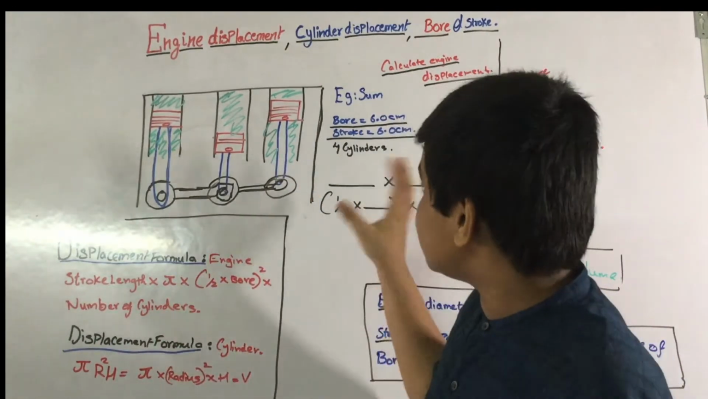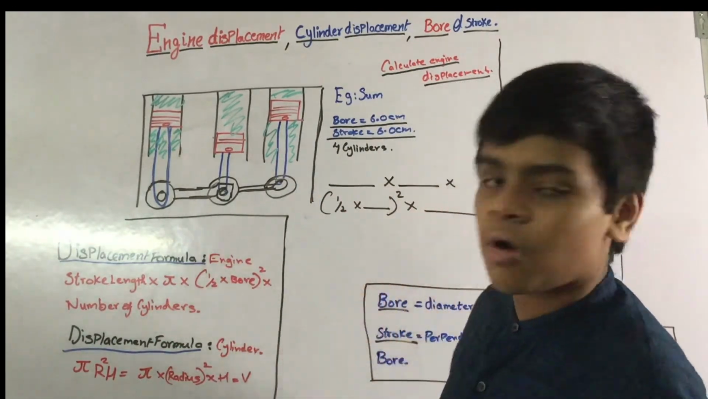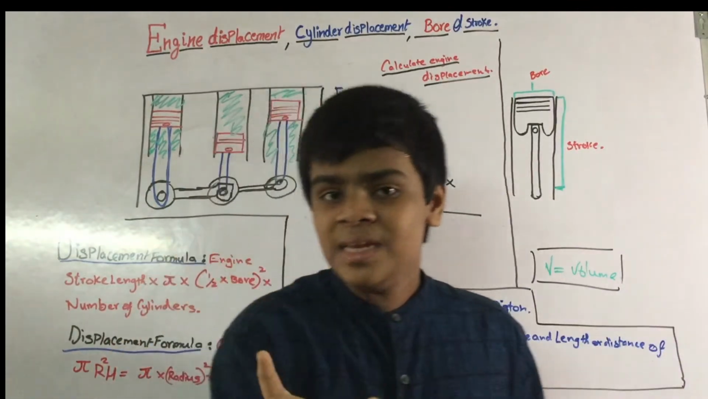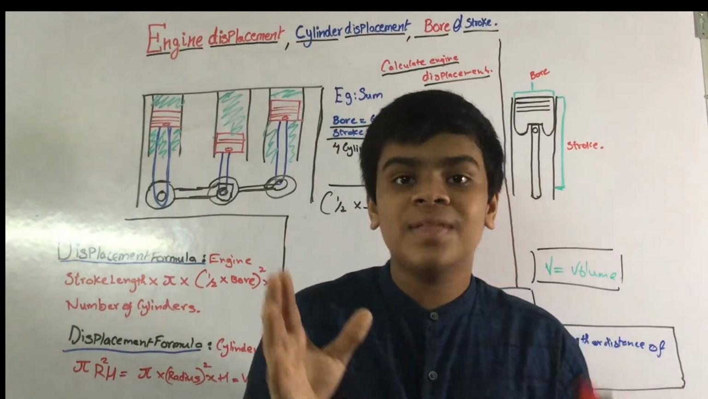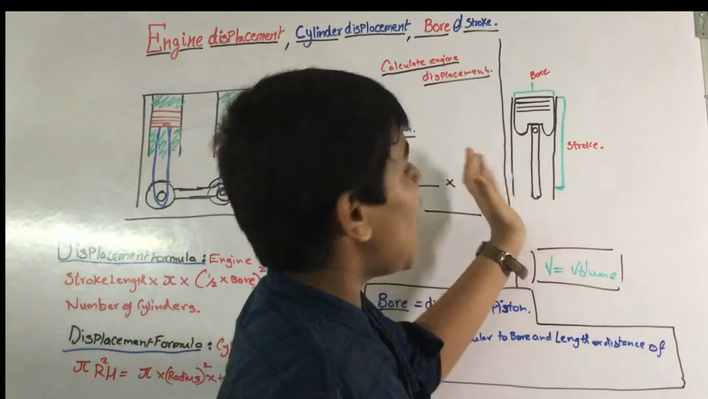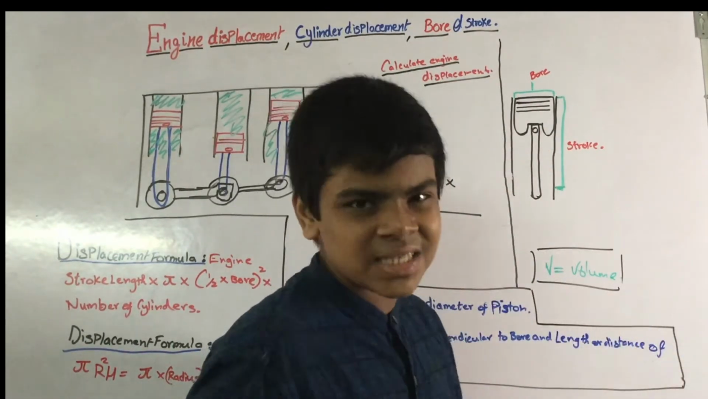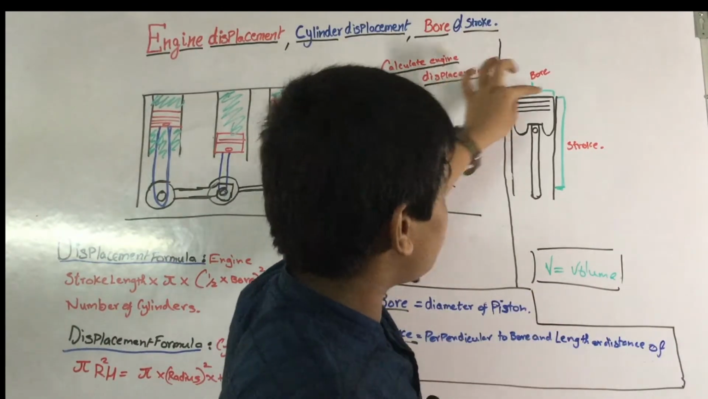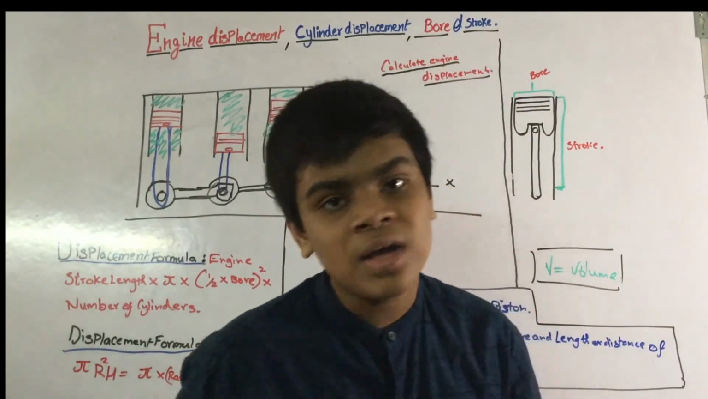Before we get into cylinder displacement, I want to talk about bore and stroke. Bore is the diameter of the cylinder. It's not the diameter of the engine block. For example, this is an engine block, and the side walls are the engine block itself. If you measure from this part to this part, it will be seriously wrong. You'll get a different value.